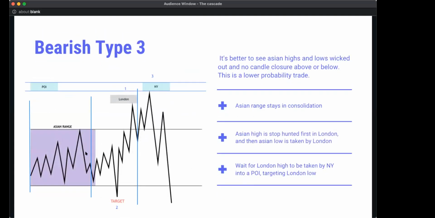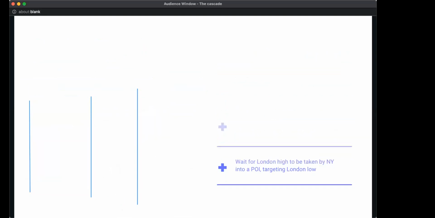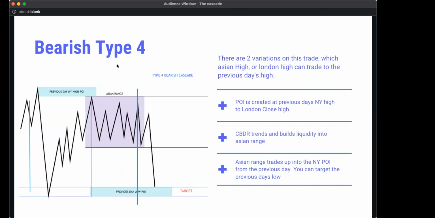Type 3, I'm actually missing this slide, but it's basically the opposite. It's where we take out the high first and then the low and then into the New York POI. Bearish type 4, same thing, except we're trading into that previous day's New York high first. As the range is being built, we have this previous day's New York high being traded into, and then that drop below into the previous day's low POI.